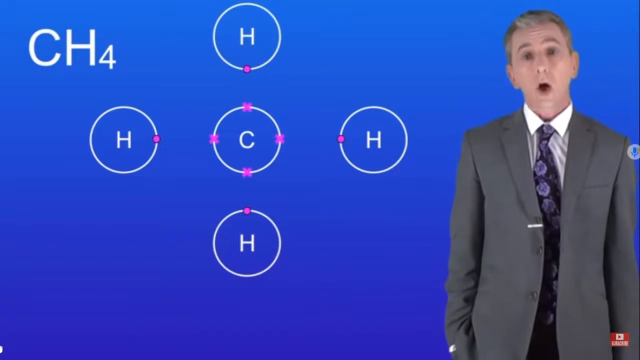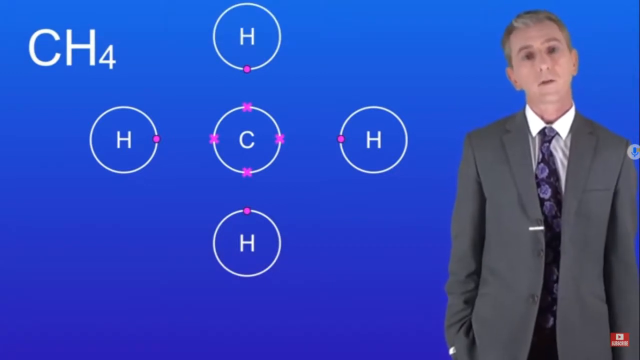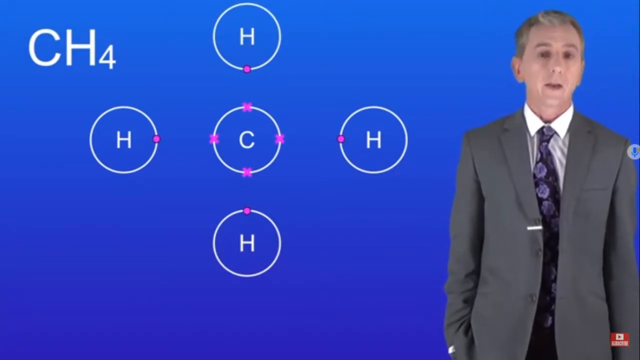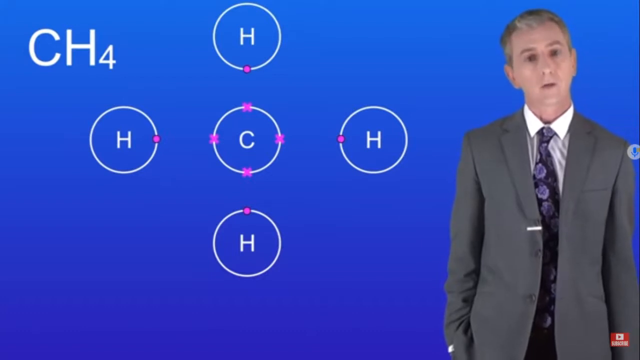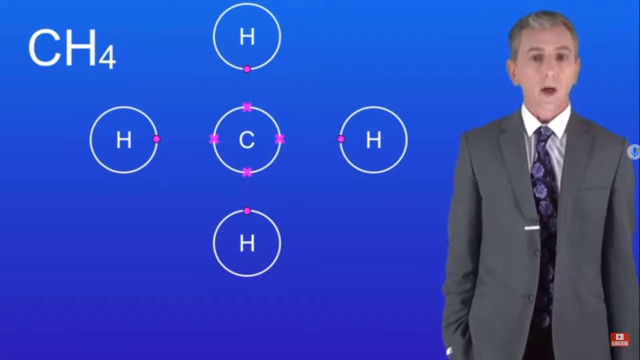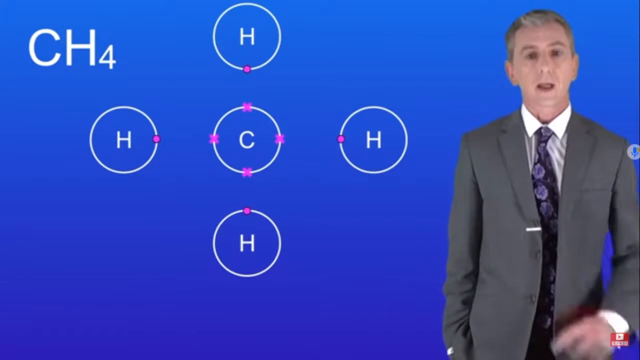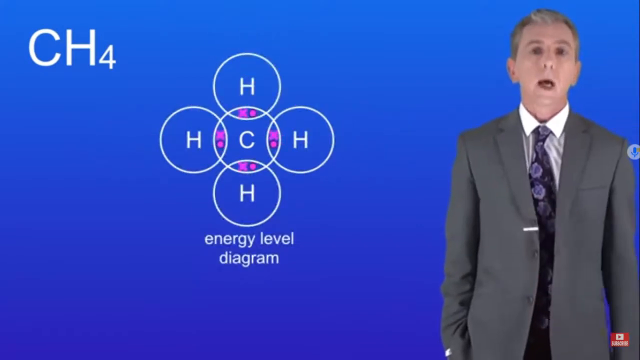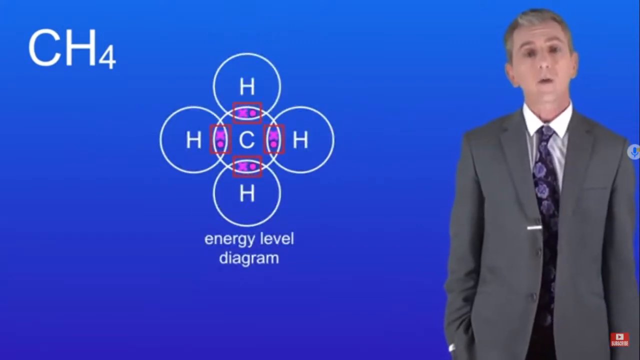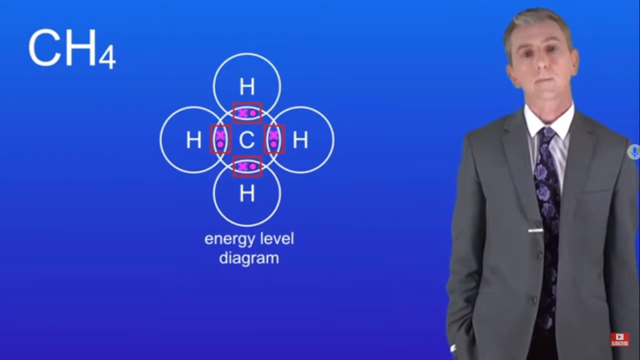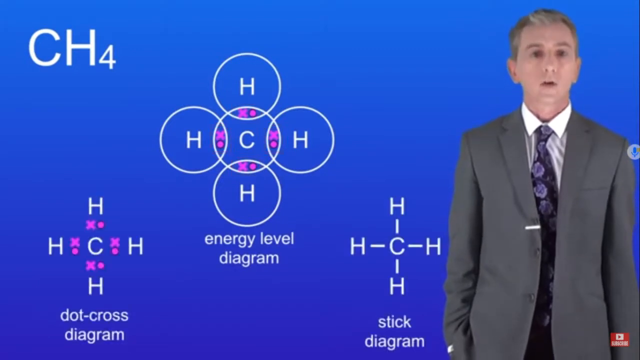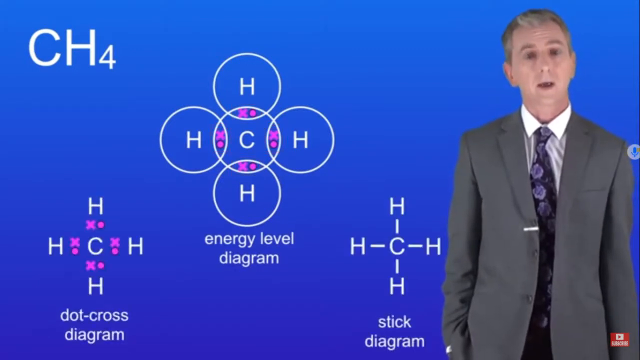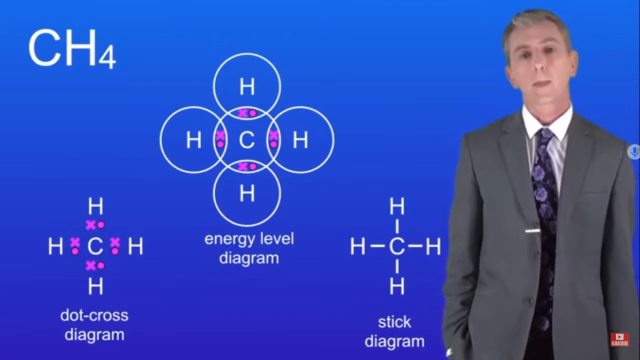Okay, the carbon atom needs 4 more electrons to achieve a full outer energy level, and each hydrogen atom needs 1 more electron. So they can achieve this by overlapping their outer energy levels like this. And we can see that there are 4 single covalent bonds in a molecule of methane. Here are the dot cross diagram and the stick diagram for the methane molecule.